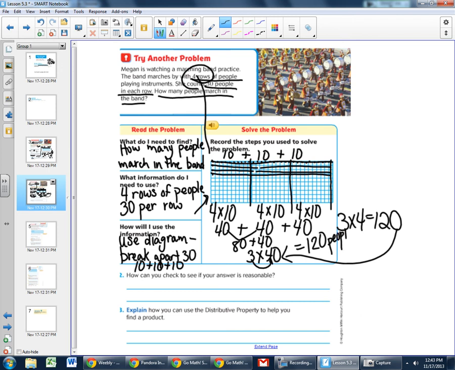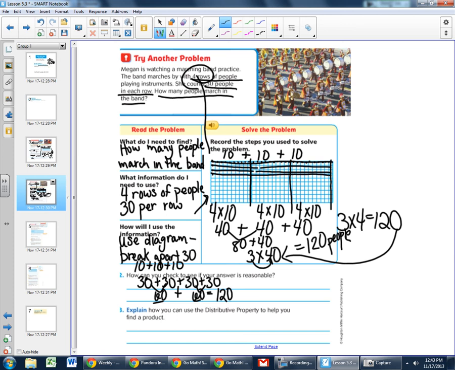Make sure you label. How can you check to see if your answer is reasonable? You know that there are 4 rows with 30 people, so you could even do 30 plus 30 plus 30 plus 30. Okay. And you know that these 2 equal 60 and these 2 equal 60. So you have 60 plus 60. Again, adding your tens place gives you 12. Add a 0 at the end. So you know that it checks. Okay.